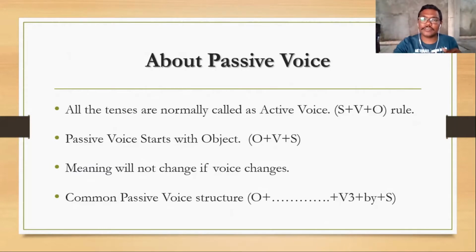All the active voices, or all the tenses, follow this common structure. Then what is the difference between active and passive voice? You can find here that the passive voice starts with the object. Here subject, verb, object is there, but in passive it is object, verb, subject, the reverse. The verb place is not changed, but subject and object are interchanged. This is the difference between active voice and passive voice. Remember one important point: whether you write a sentence in active voice or passive voice, the meaning doesn't change. That is the first point you need to remember about passive voice.